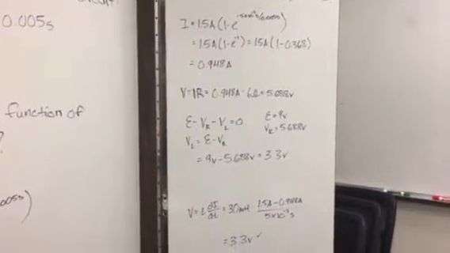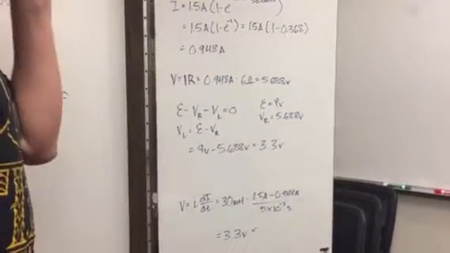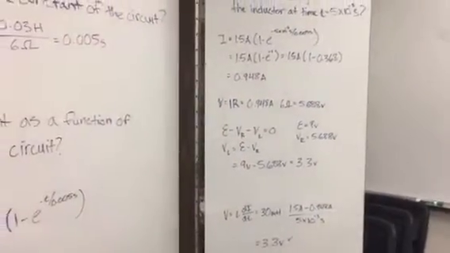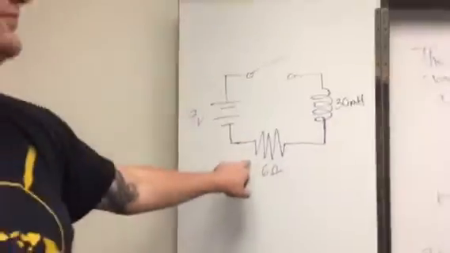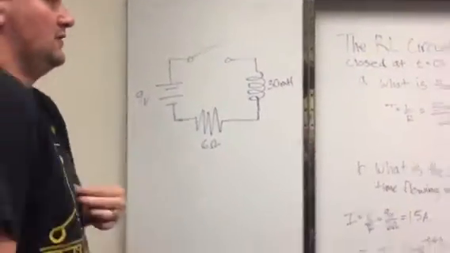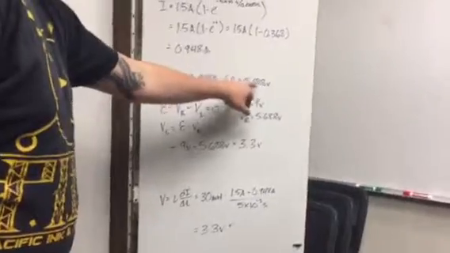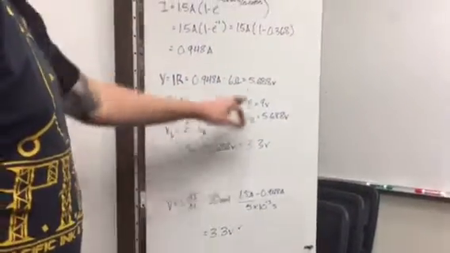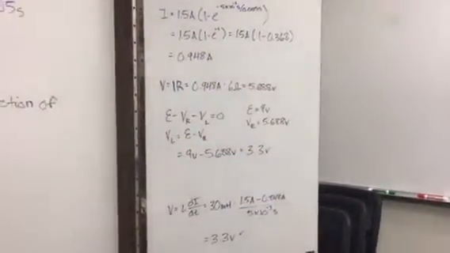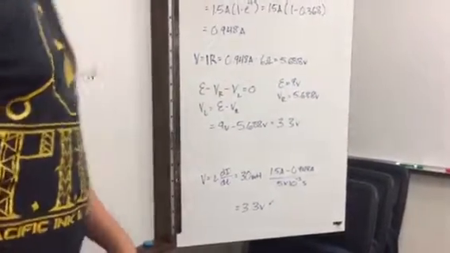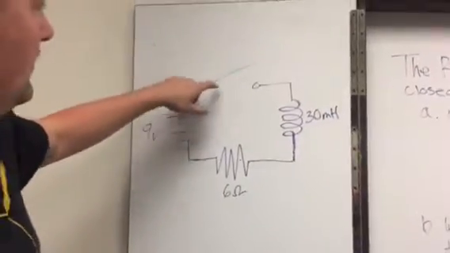Knowing what the current is going through at that time, we can then use voltage equals current times resistance to find the voltage drop across the resistor. The voltage drop across the resistor is going to be 5.688 volts.